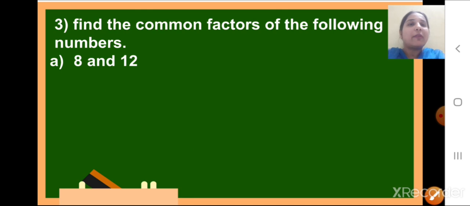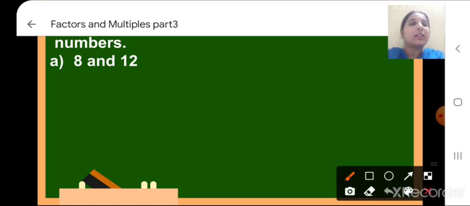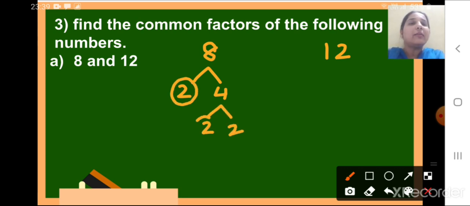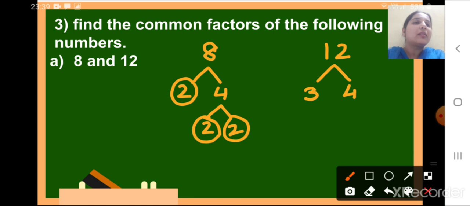First you will factorize number 8 here. And here we will factorize number 12. So we'll start with 2 4s are 8 and then 2 2s are 4. In the same way we will factorize number 12 here. So 3 4s are 12, and then 2 2s are 4.